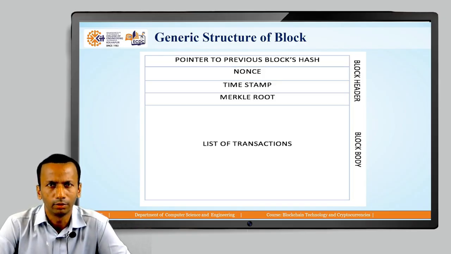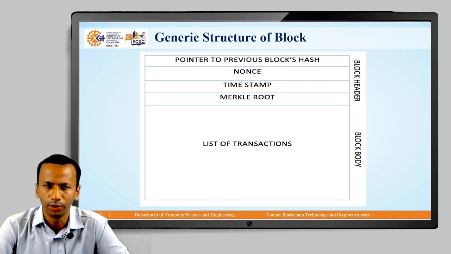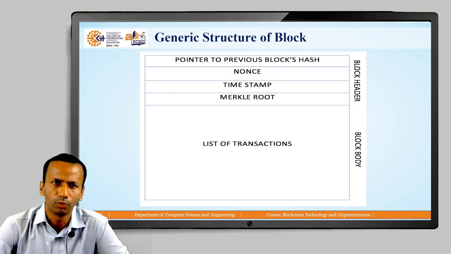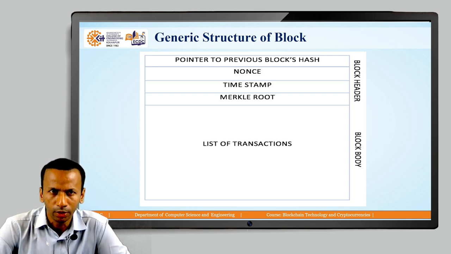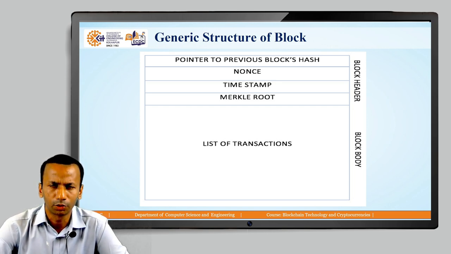Welcome back again in the next session of this blockchain and cryptocurrencies course. We discussed the layman definition and the technical definition of the blockchain in the last video. I explained each and every term which is part of that blockchain definition, so that you can understand what blockchain technology means and get a clear picture of it. Now in this video we are going to discuss the generic structure of the block.